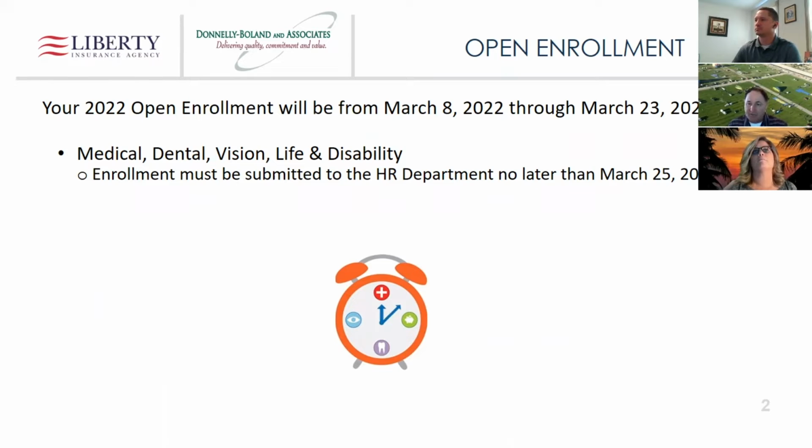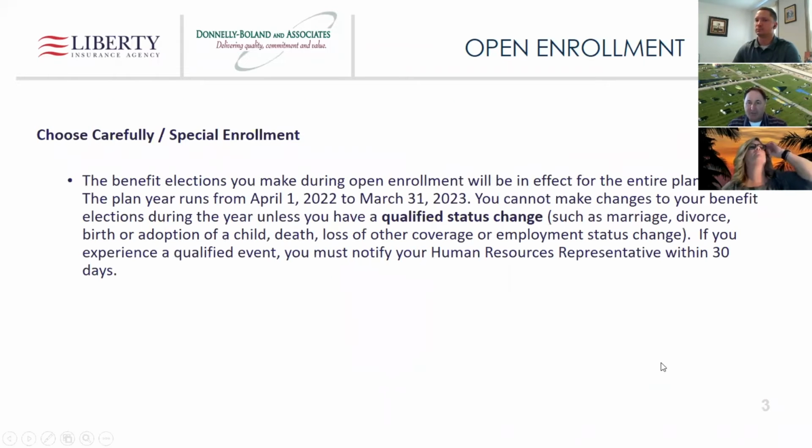Your plan starts April 1st. So the new plan year starts April 1st. The benefit elections you make during open enrollment will be in effect for the entire plan year. The plan runs from April 1st to March 31st. You cannot make changes to your benefit selections during the year unless you have a qualified status change. In insurance terms, we're looking at things such as marriage, divorce, birth or adoption of a child, death, loss of other coverage, or employment status change. If you experience a qualified event, please notify Human Resources within 30 days if you wish to make any changes.